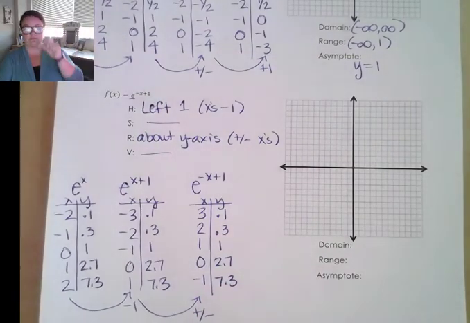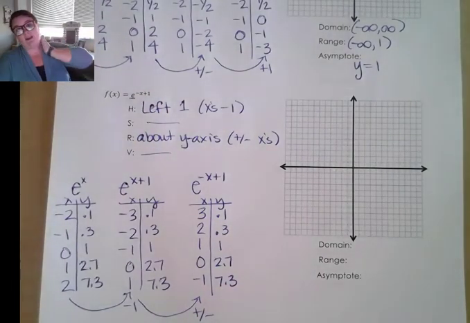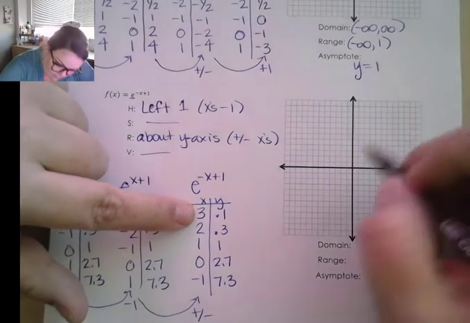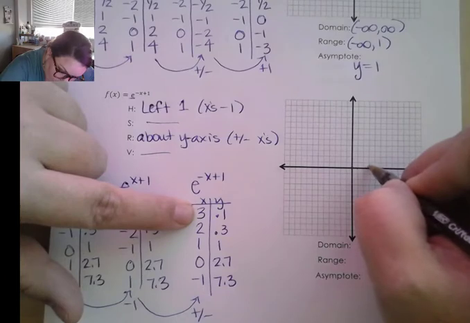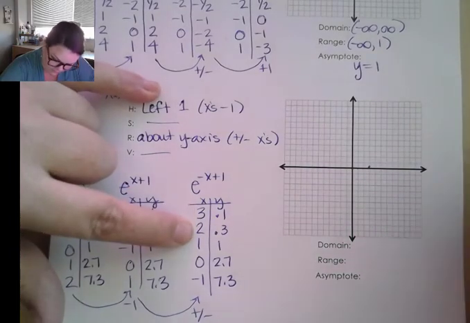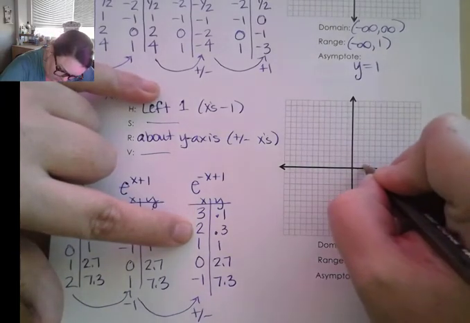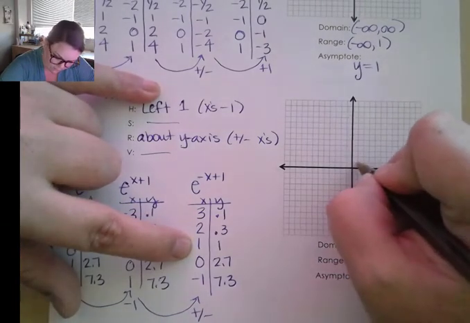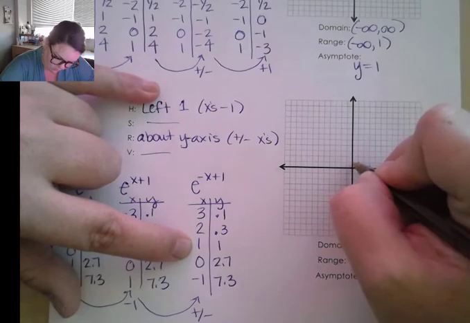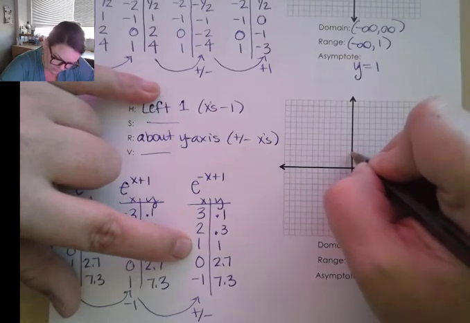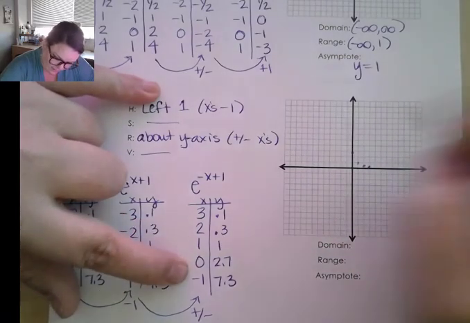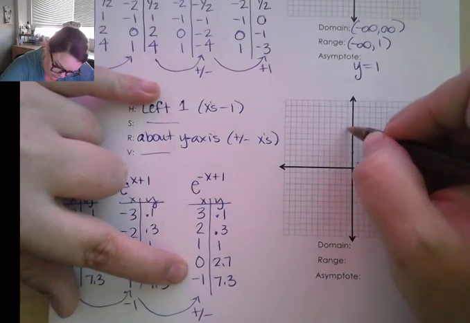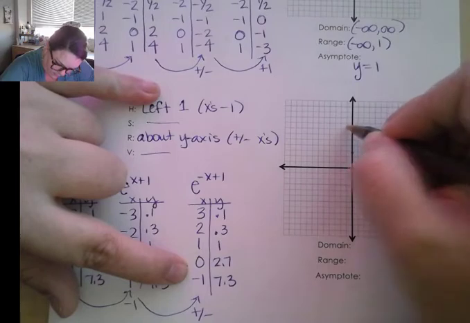Okay? All right, so now we should be able to graph it and identify the location of our asymptote. So at 3, we're at 0.1, which is just above 0. At 2, we're at 0.3, which is not further above 0. 1, we're at 1. 0, we're at 2.7, which is almost up to 3. And -1, we're at 7.3, which is not quite to 7.5.